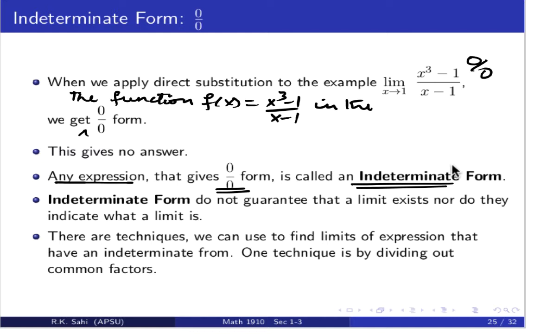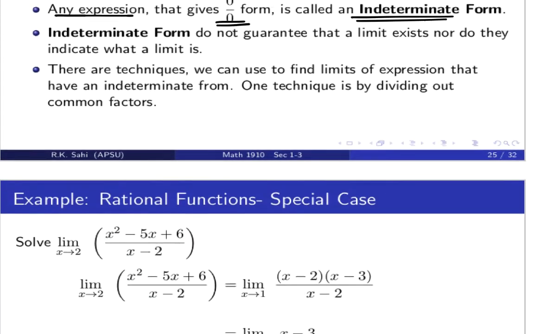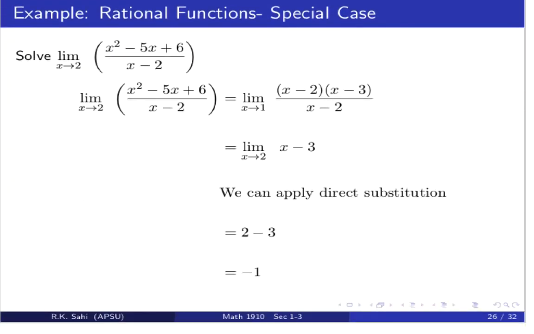So let's take another example of that. Over here, we would like to find the limit as x approaches 2 of the function x squared minus 5x plus 6 divided by x minus 2. Now notice when I plug in 2 directly into this function, what am I getting? A 0 by 0 form.